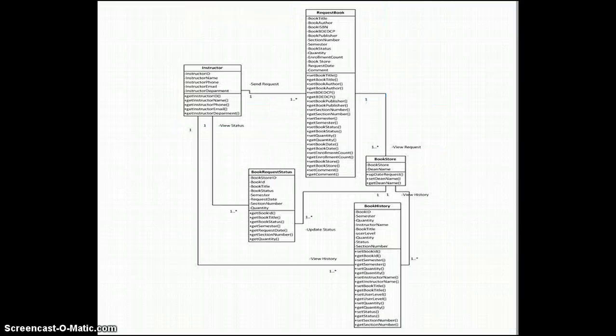We also created a UML diagram before we even started programming. In order to create the UML diagram, we needed to get all the information that comes from requirements gathering. So once we had all that information and we had the sequence diagrams and the use case diagrams, then we went along and created a UML diagram. We have 5 in this image right here, which is instructor, book request status, request book, bookstore, and book history. Those will become classes in the near future using the Java programming language.